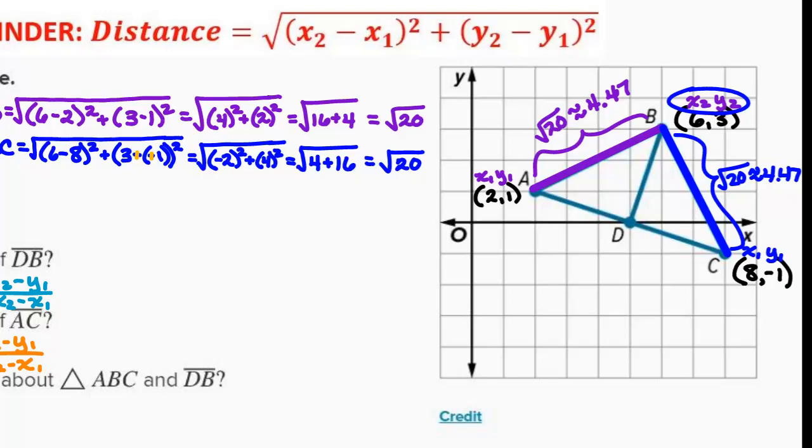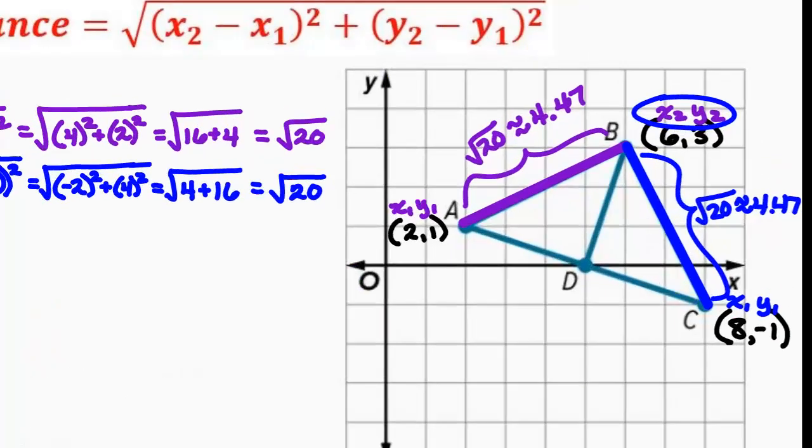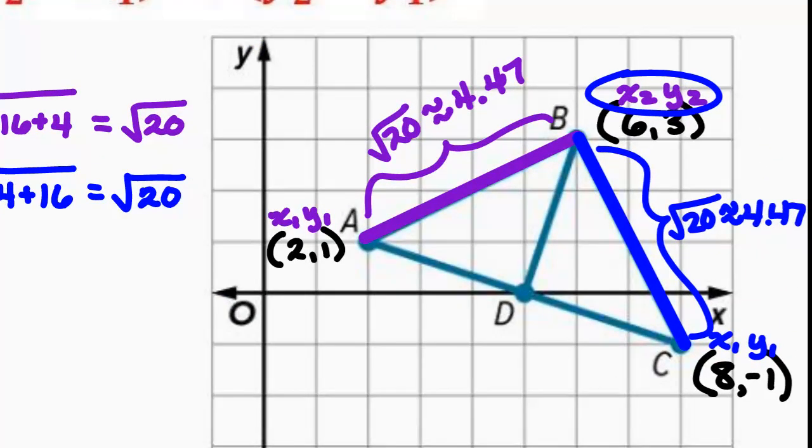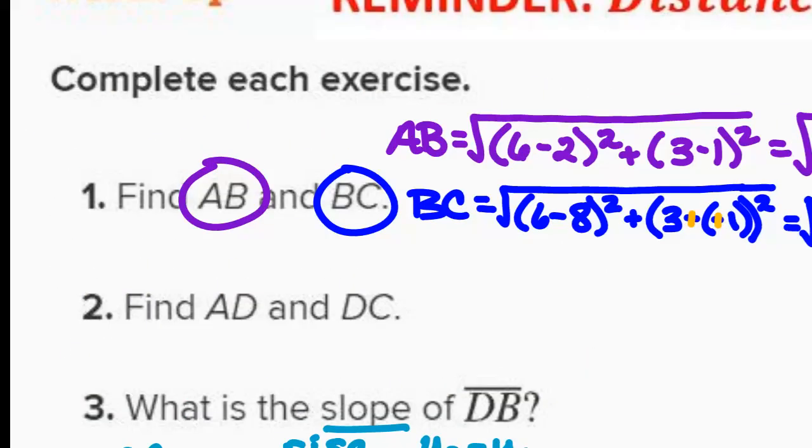So what do we know about these two sides then? They're the same. They are congruent. So AB is congruent to BC. I'm going to go ahead and mark that on that picture. Segment AB is congruent to segment BC.